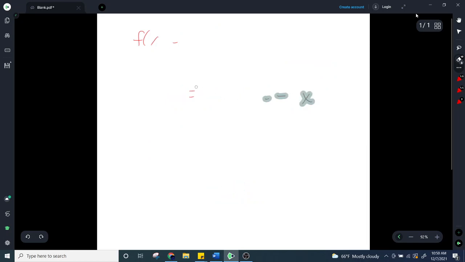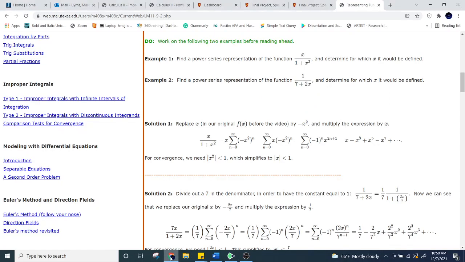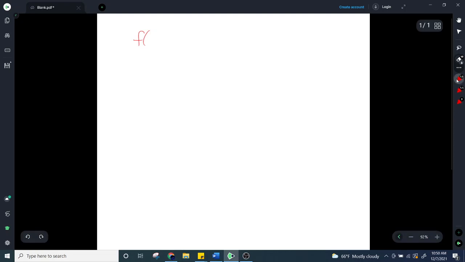All right, so the function they gave us was, I forgot what it was. Let me go back to it. It was 1 over 7 plus 2x. So let's look at that. 1 over 7 plus 2x.